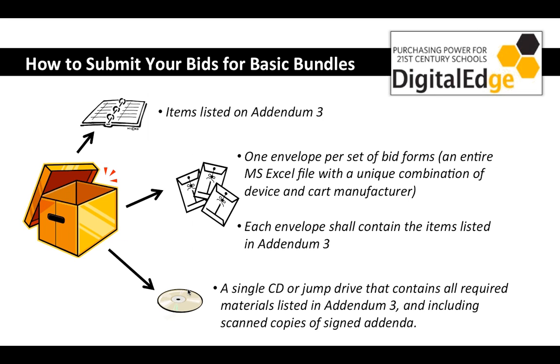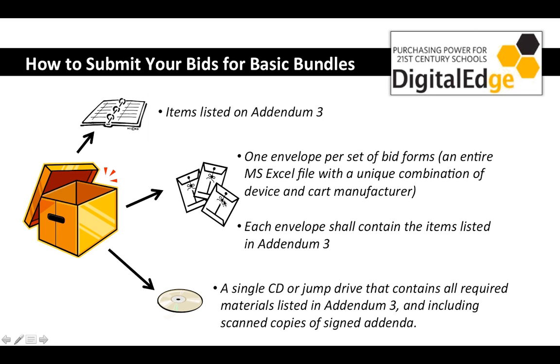Let's talk a little bit about how to submit your bids now for basic bundles. It's not much different than what I described in the bidders conference that took place last week. Basically, part 1 of your bid is all about your binder, and the items that go in your binder are listed in Addendum 3. Okay, please read through that very carefully. There are 1 or 2 changes in there, and you need to make sure that you provide us with everything you need.